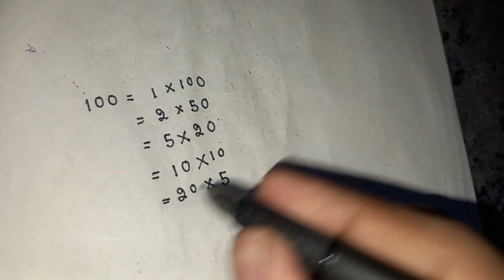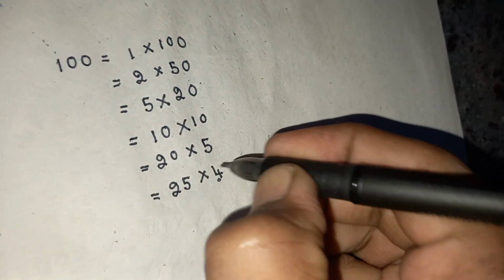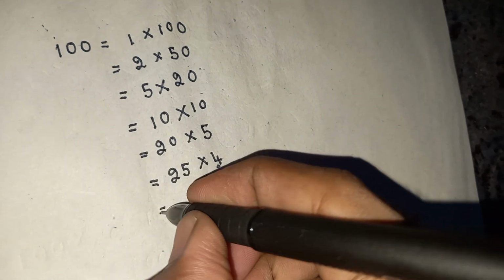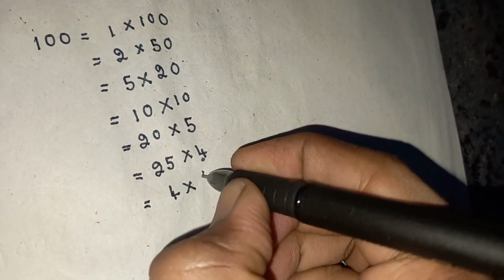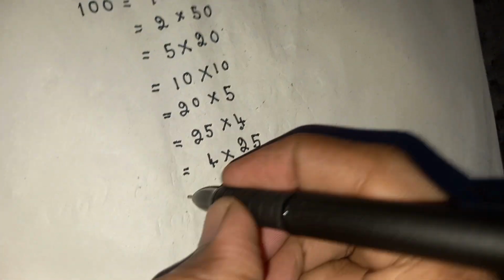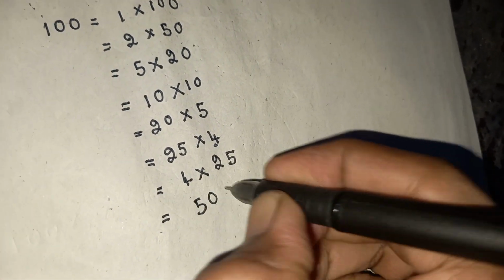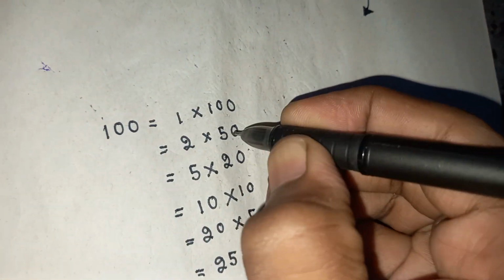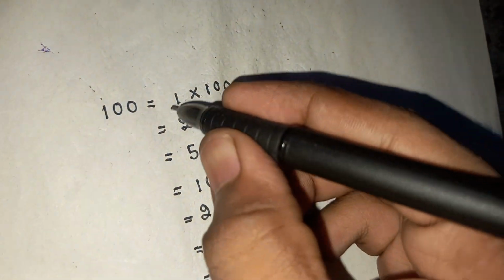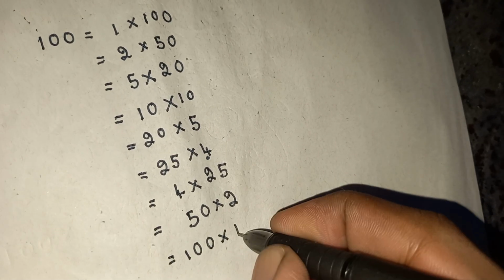Here we can write in another way, that is 25 times 4, and the reverse of that, which is 4 times 25, also makes 100. Another way of 100 is 50 times 2, which is the opposite of this way, and the opposite of the first way, which is 100 times 1.